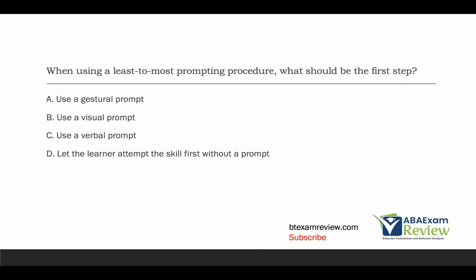In a least to most procedure, we want to give them the chance to attempt the skill without a prompt, because our hope is we won't need to introduce a prompt. Now, if we do D, they attempt the skill and we still need a prompt, then we'll go to something like a verbal prompt or a gestural prompt. But before we ever get there, our first step is going to be letting the learner attempt the skill first without a prompt.